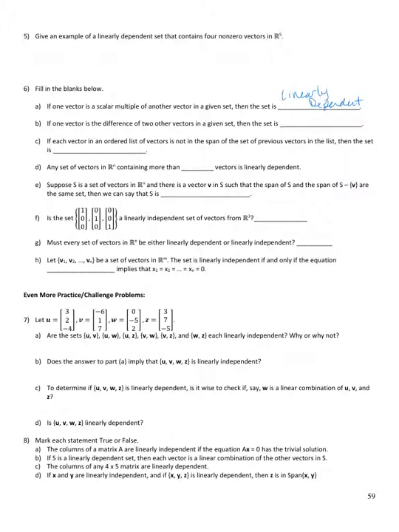If one vector is the difference of two other vectors in a given set, then the set is dependent, again linearly dependent. If each vector in an ordered list of vectors is not in the span of the previous vectors in the list, then the set is independent. Not in the span of the rest of the set, independent. Any set of vectors in Rn containing more than n vectors is linearly dependent.